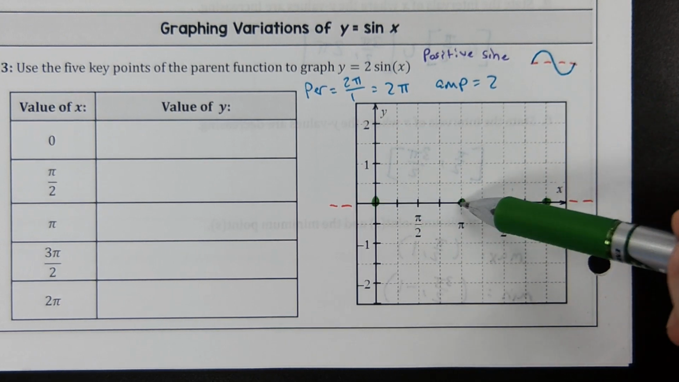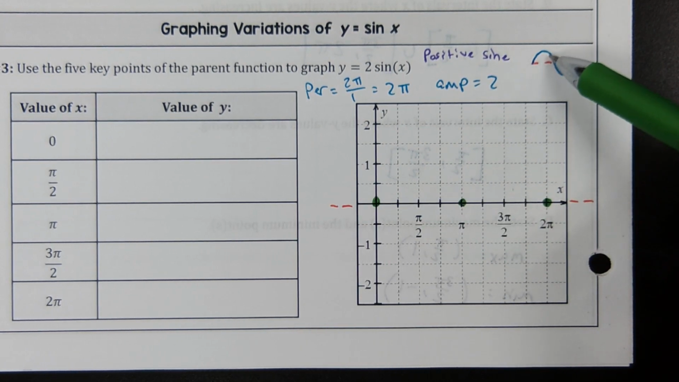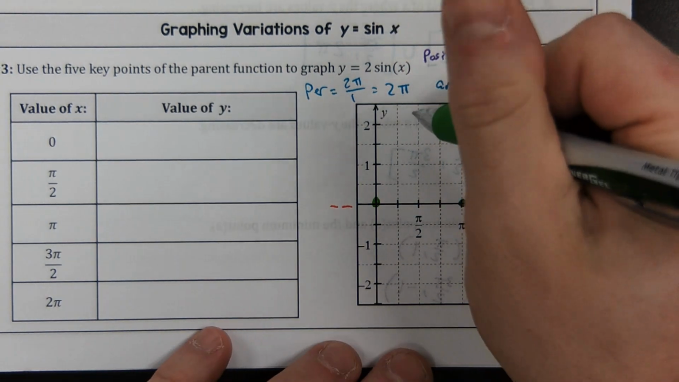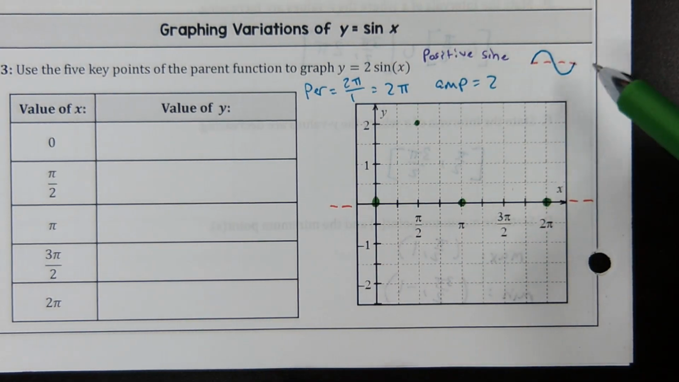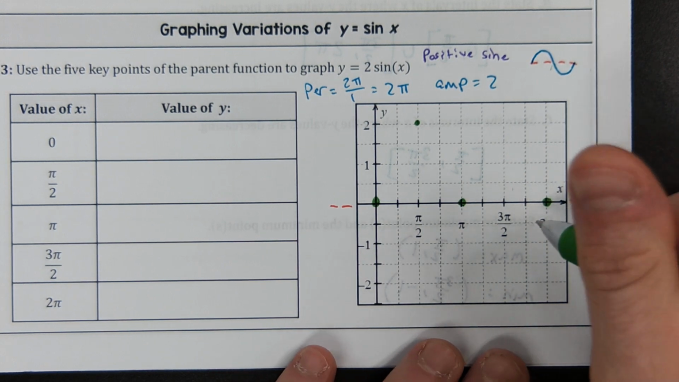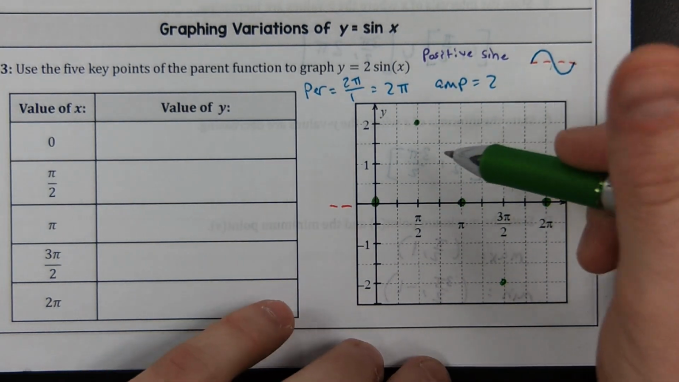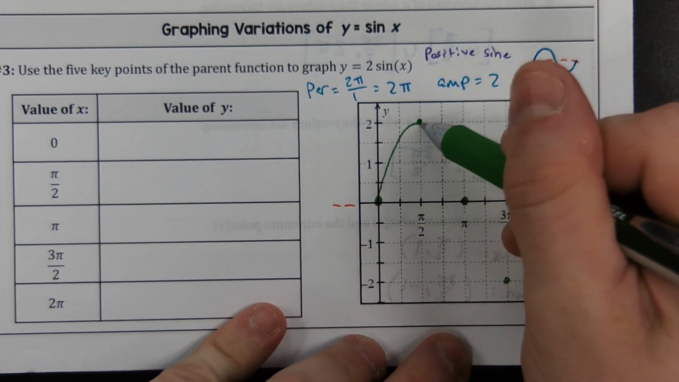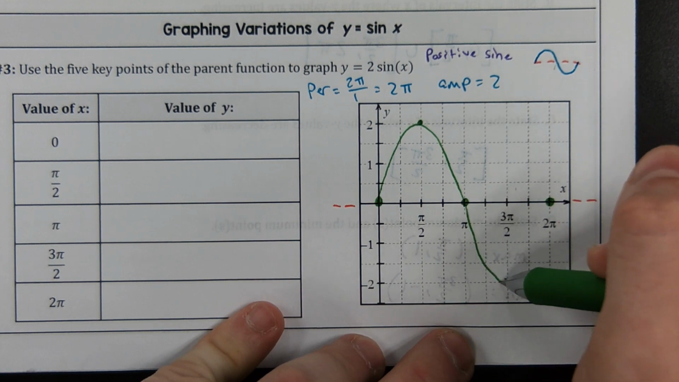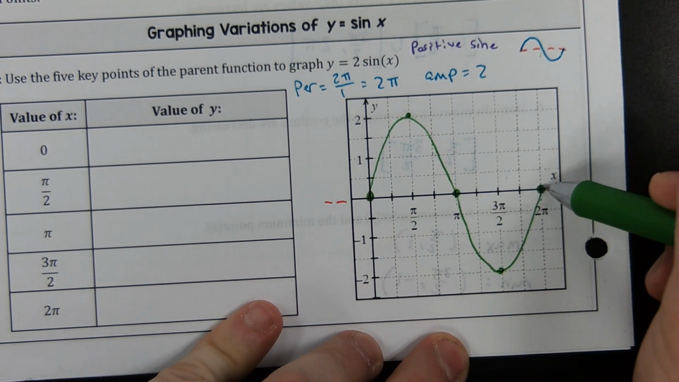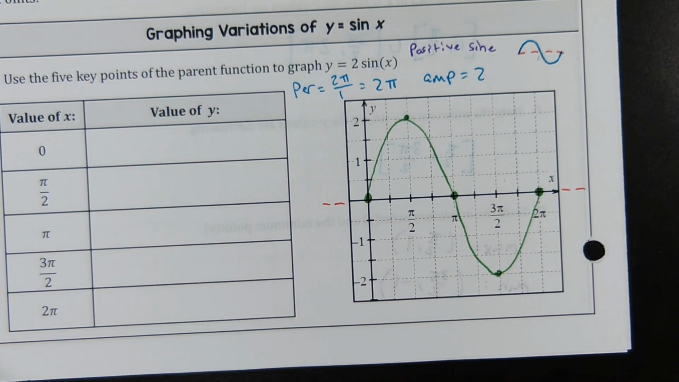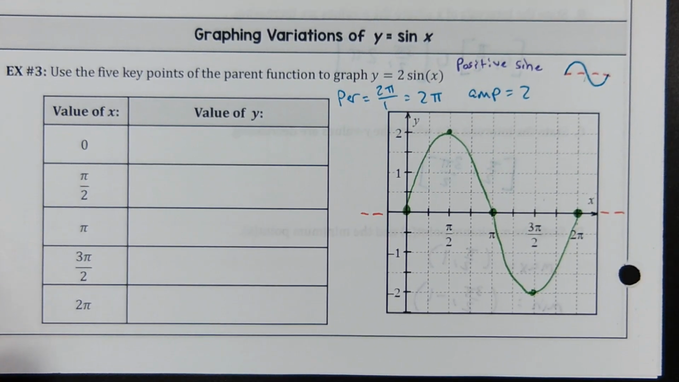I know that between the first and second midline hit, I'm at a maximum. Maximum of 2. I know between the second and third midline encounter, I'm at a minimum. So -2. And then I would connect my dots. So I've graphed a sine wave without evaluating any trigonometry. It's just easier than trying to evaluate trig.